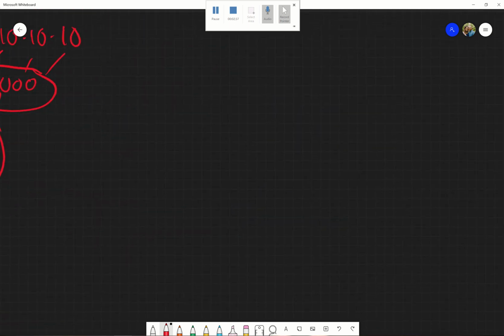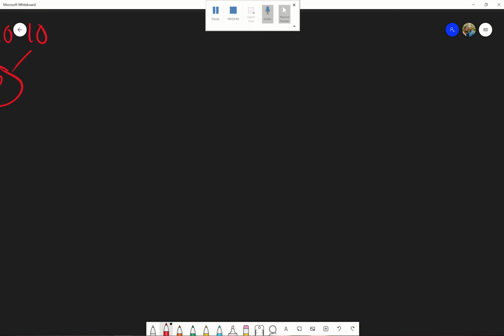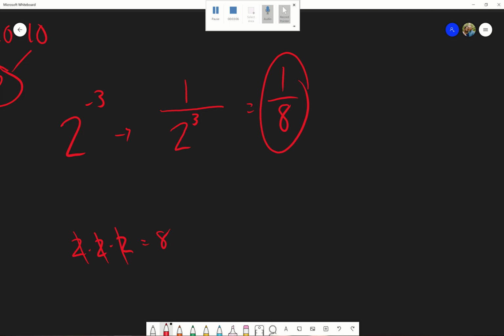All right, another way we'll see that. Let's say we have 2 to the power of negative 3. This would turn into 1 over 2 to the power of 3. 2 to the power of 3 is 2 times 2 times 2. 2 times 2 is 4. 4 times 2 is 8. This would be 1/8. And that would be our answer for that problem.